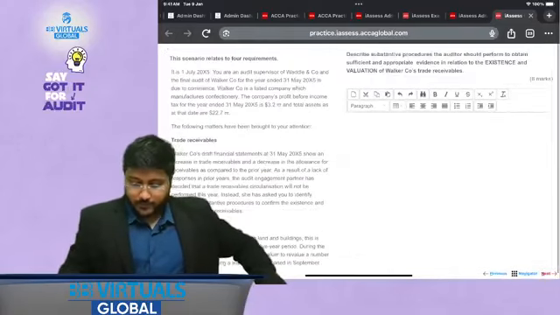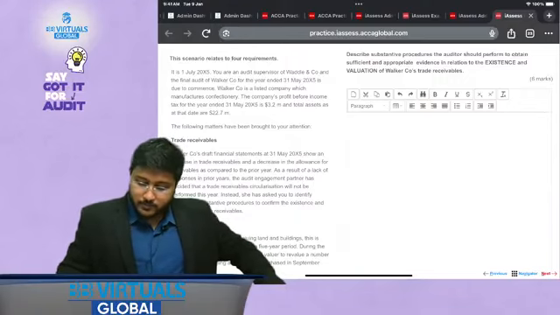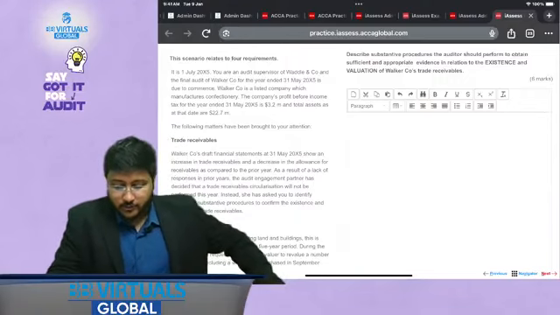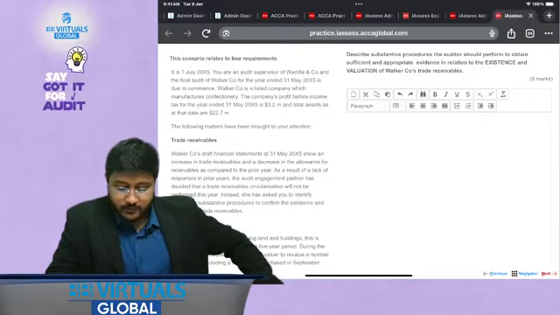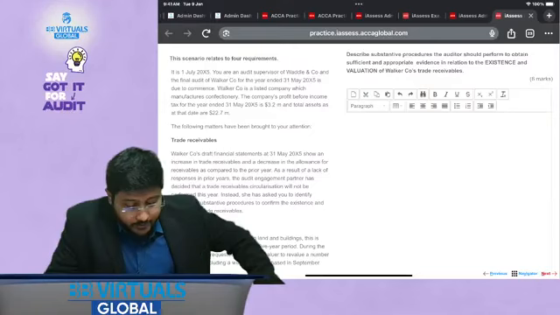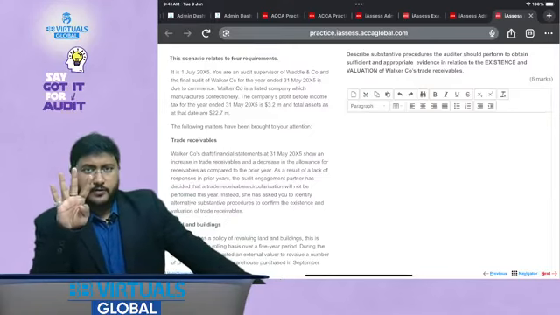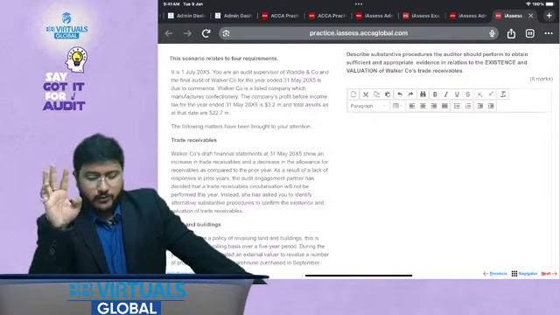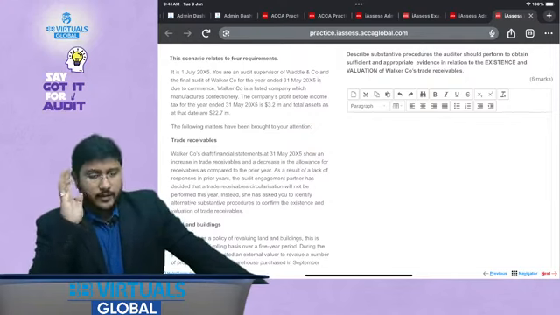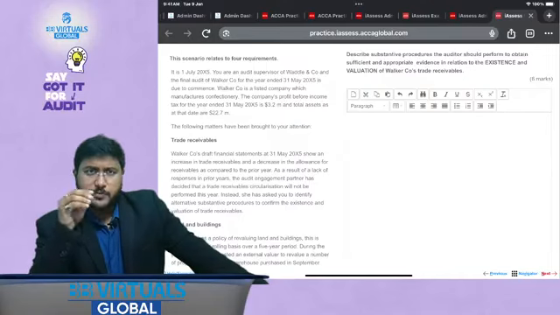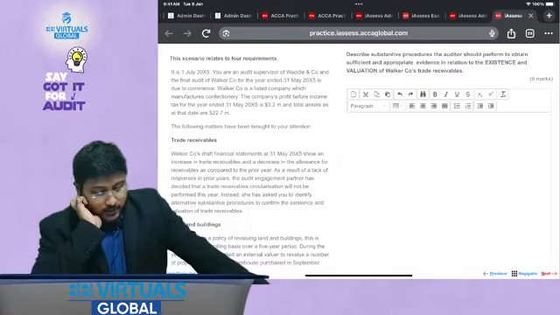Okay, now the next one, describe the substantive audit procedures. Substantive procedure the auditor should perform to obtain sufficient and appropriate audit evidence in relation to existence and valuation of Walker Company's trade receivables. Okay, so trade receivables, this relates to 4 requirements. Okay, that is 22, 23, 24 and 25. So this is the last case study, and once we solve this, then everything would be sorted. So trade receivables, let's read it quickly and then try to figure out the audit procedure for existence valuation.